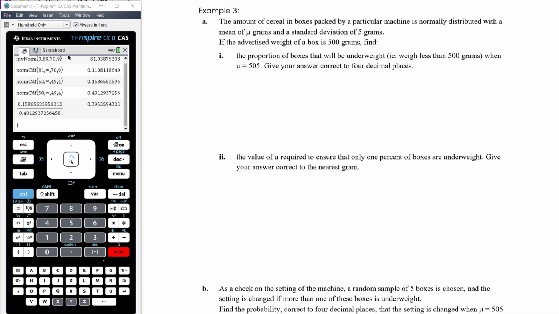Okay. So here, let's be clear about what's our variable here. So it's the weight of a cereal box. So I'll go with weight again. W equals the weight of cereal box in grams. Okay. And so we know that W in part 1 is a normally distributed variable with a mean of 505 and a standard deviation of 5. So variance of 5 squared. And we want a proportion of boxes that will be underweight. So the probability that a cereal box weighs less than 500 grams.